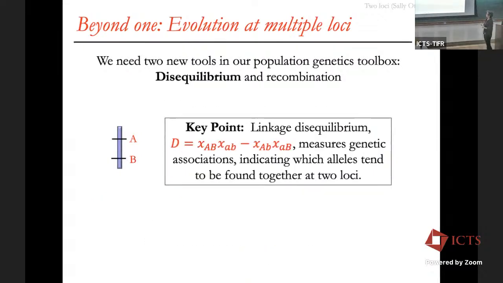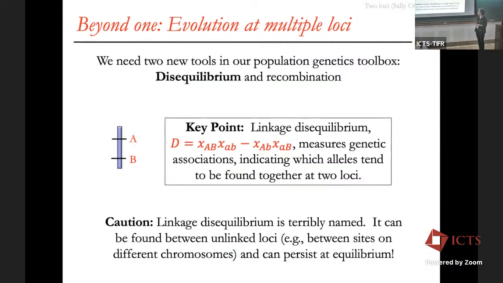Okay. So just to sum up, linkage disequilibrium is a measure of genetic associations indicating which alleles tend to be found together at two loci. As Mike mentioned, it's terribly named, and as we'll see, you can have linkage disequilibrium even if they're unlinked, and you can have disequilibrium at equilibrium.